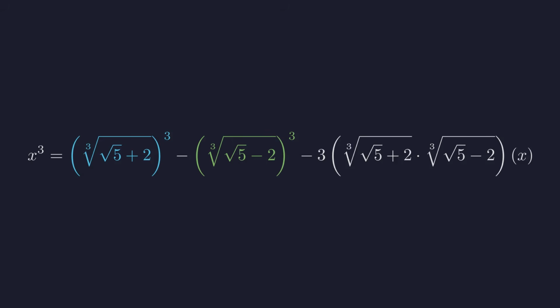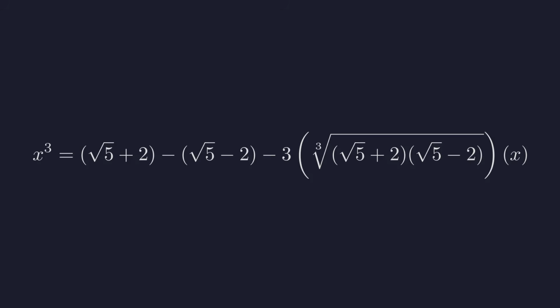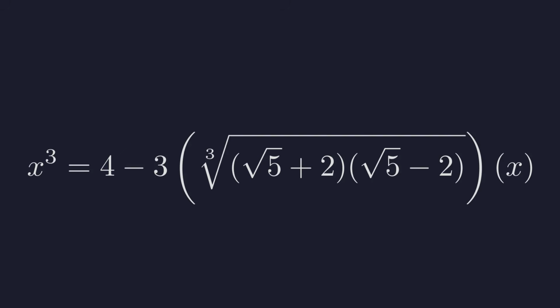Let us simplify this piece by piece. The first two terms are easy, as the cube and cube root operations cancel each other out. This leaves us with the square root of 5 plus 2, minus the quantity square root of 5 minus 2. Simplifying this part, the square root of 5 terms will cancel, and we get 2 minus negative 2. This simplifies beautifully to just 4.